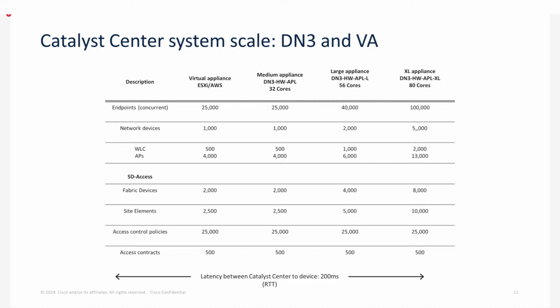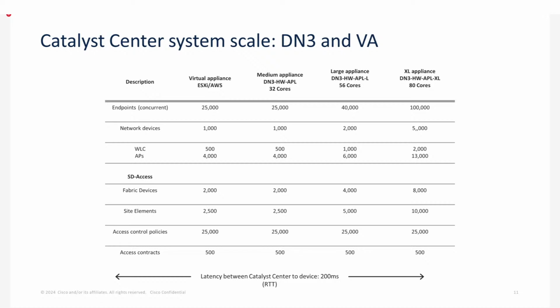It comes with the same scale numbers as a medium, large, and extra large appliance. The main difference that you may notice here is that earlier we were doing M5 UC220s on DN2s with 44, 56, and 112 cores. But now we have M6 with 32, 56, and 80 cores. So please look at the updated data sheet on 237 and the DN3 specifications so that you're aware of all the specifications and all the scale numbers.